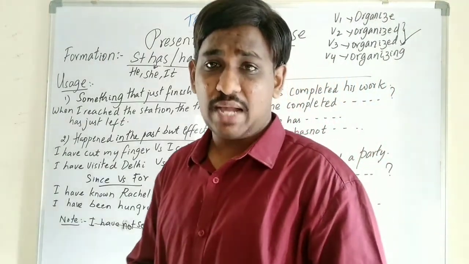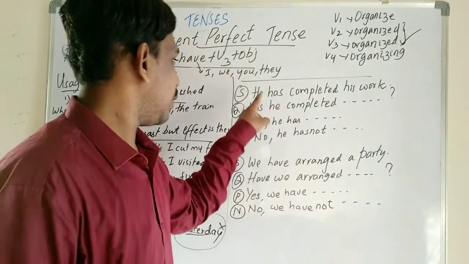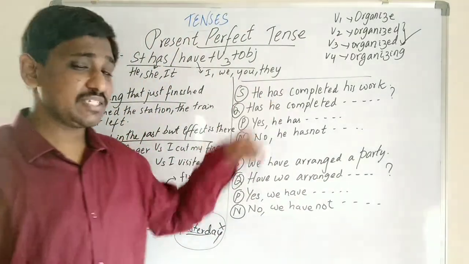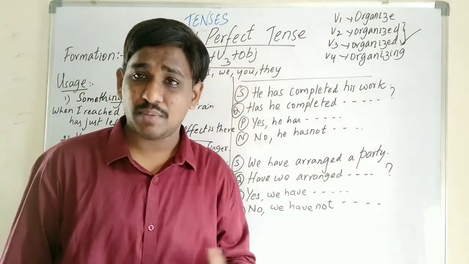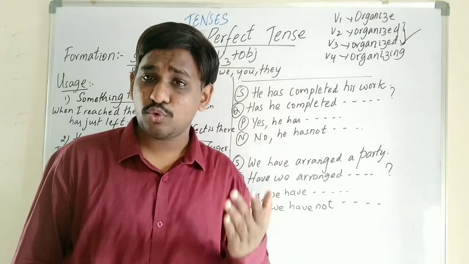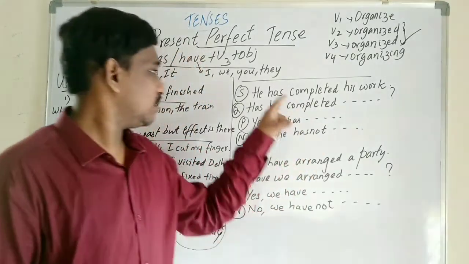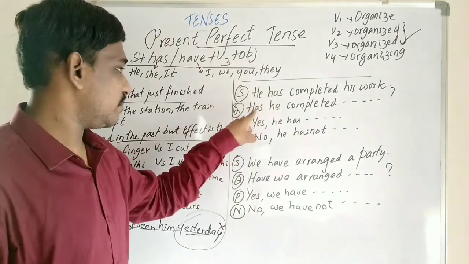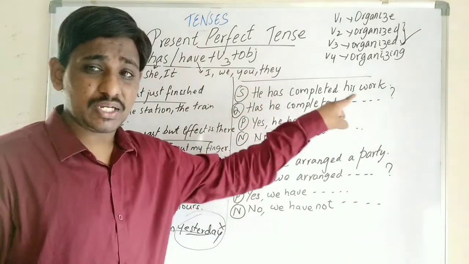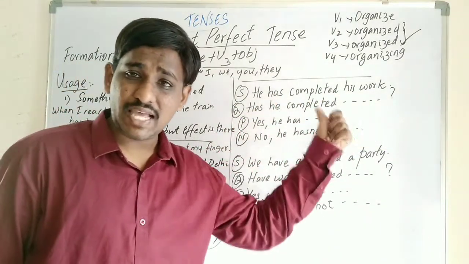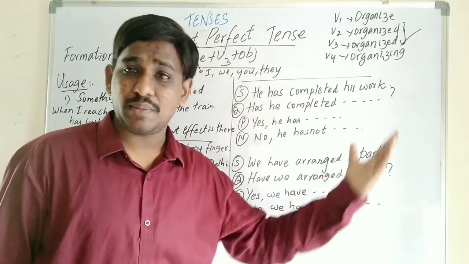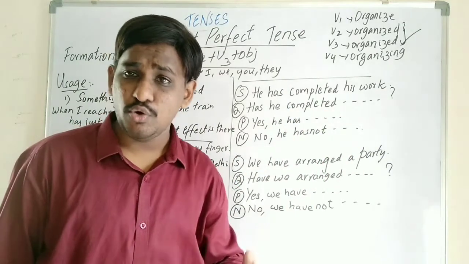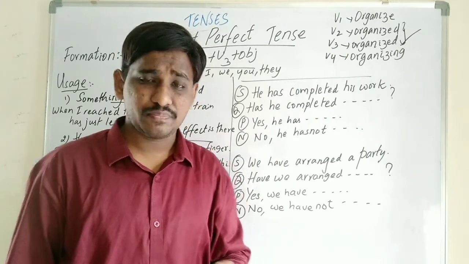So let us see some examples. Let us take a statement. He has completed his work. How to make a question? Just keep the auxiliary verb or the helping verb first. Has he completed his work? Yes. Positive: he has completed his work. Negative: no, he has not completed his work.